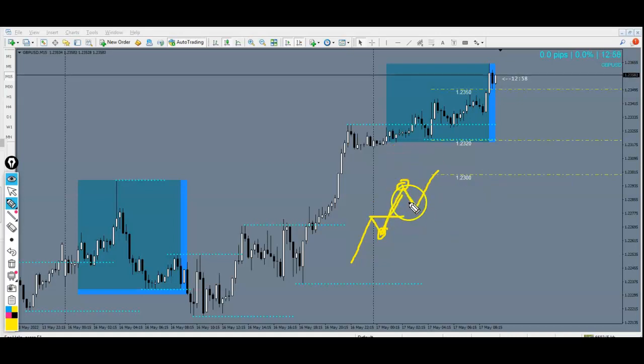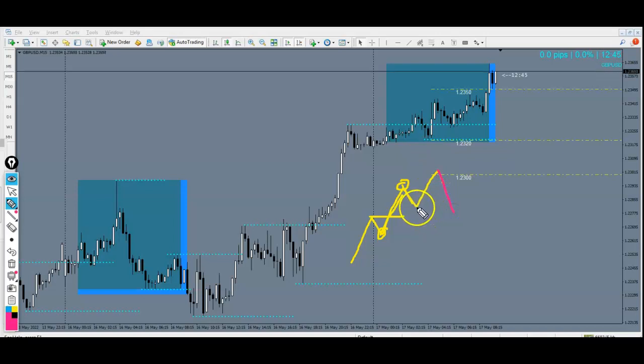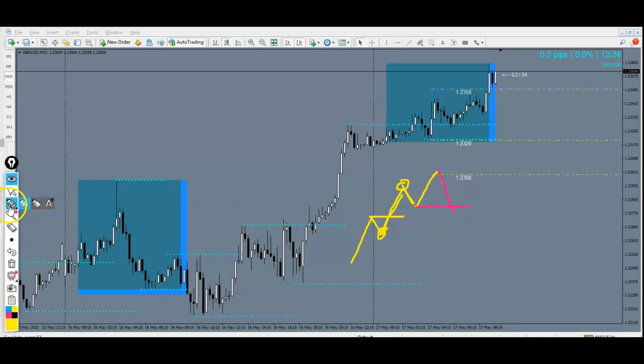Okay, so that is structure. Now, when will this structure be broken? As soon as price, let's change that color. So when price comes down and breaks below this level here, that is when we say price has changed direction. Okay, so let's look at what happened yesterday on the 15 minutes time frame.